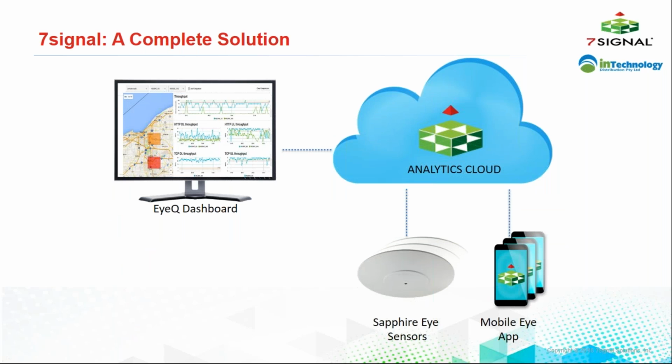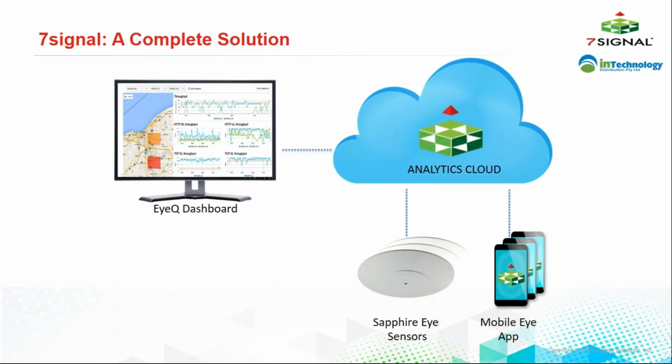Yeah, absolutely. So this is kind of how the solution works here. So the Sapphire Eyes, whether we have the 2100 large sensor, the smaller 500, or the Mobile Eye on the app, what we're doing is we're passing all of that performance data to our cloud. And once it's in the cloud, it's stored in your private profile. So it's like a multi-tenanted application, if you will. You then simply log in over the web to your IQ dashboard, and now you can actually see all of your Wi-Fi performance data across your entire enterprise.